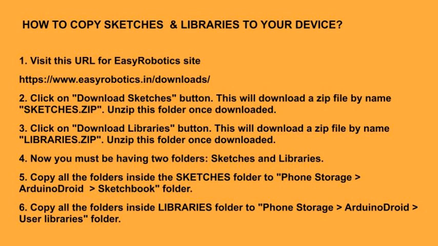Third, click the Download Libraries button. This will download a zip file named libraries.zip. Unzip this folder once downloaded. Now you must have two folders, sketches and libraries. Copy all the folders inside the sketches folder to the phone storage Android sketchbook folder. Copy all the folders inside the libraries folder to the phone storage Android user libraries folder.